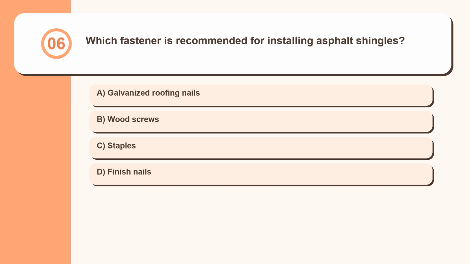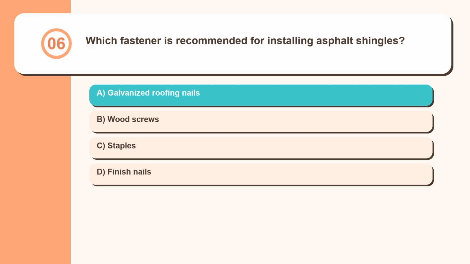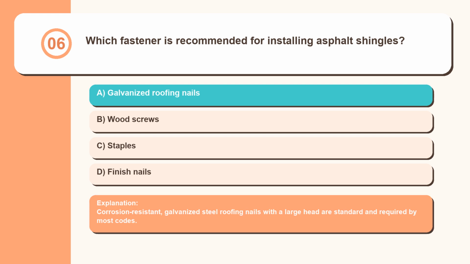Question 6. Which fastener is recommended for installing asphalt shingles? Galvanized roofing nails, wood screws, staples, finish nails. Corrosion-resistant, galvanized steel roofing nails with a large head are standard and required by most codes.